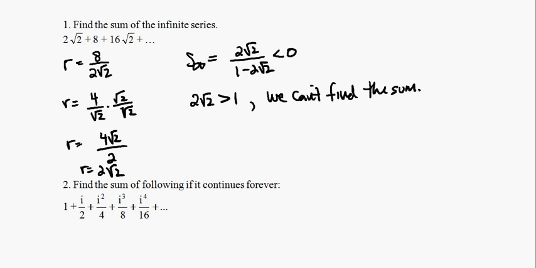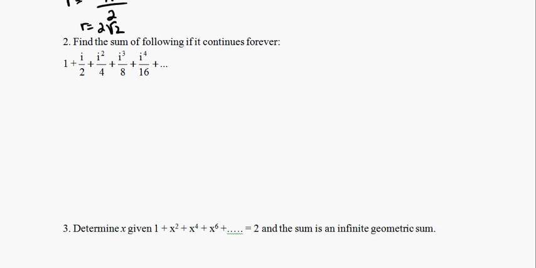So the next one has some complex numbers mixed in it. Doesn't really change the problem very much. Our common ratio is pretty clear. It would multiply times what gives you i over 2. That would just be i over 2. So our common ratio is i over 2, and our first term is 1. So our infinite sum is equal to 1 over 1 minus i over 2.